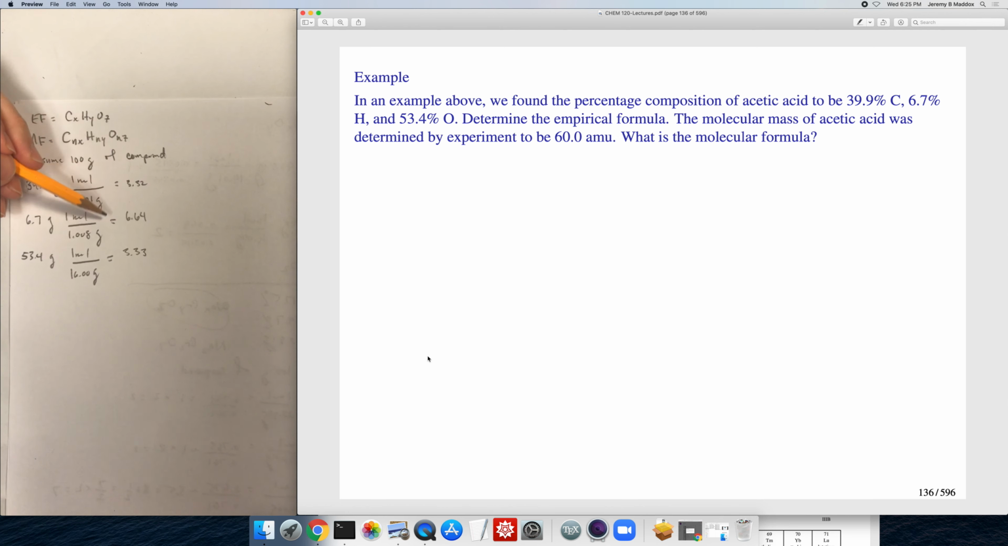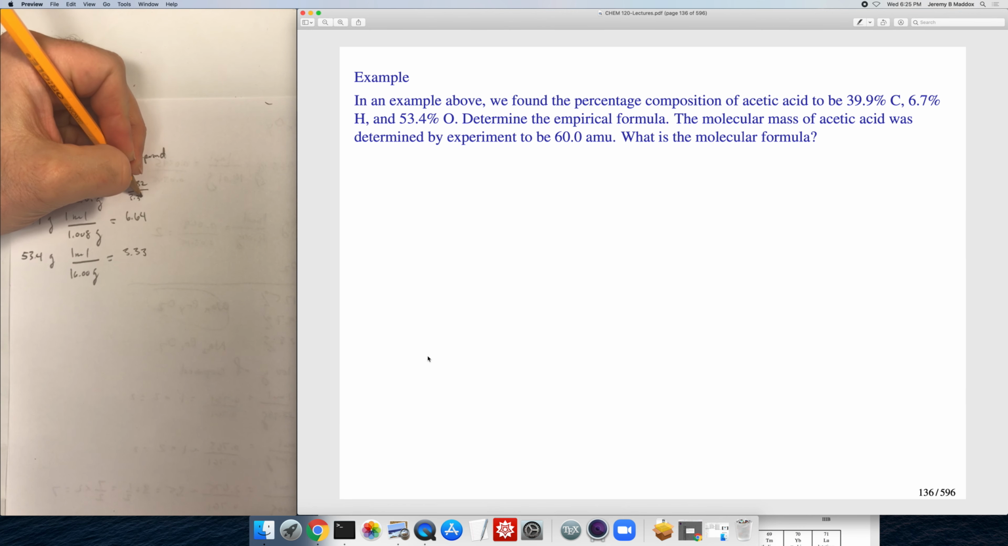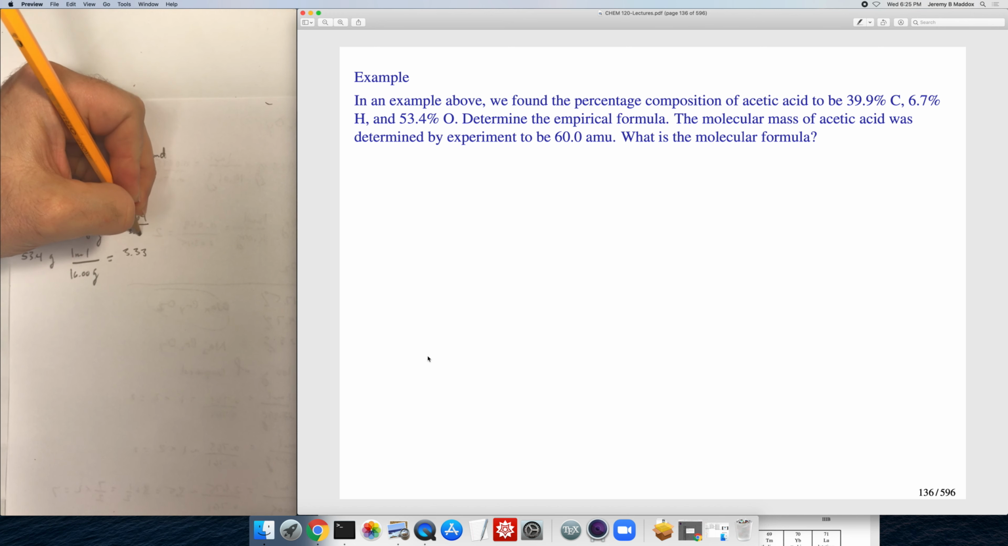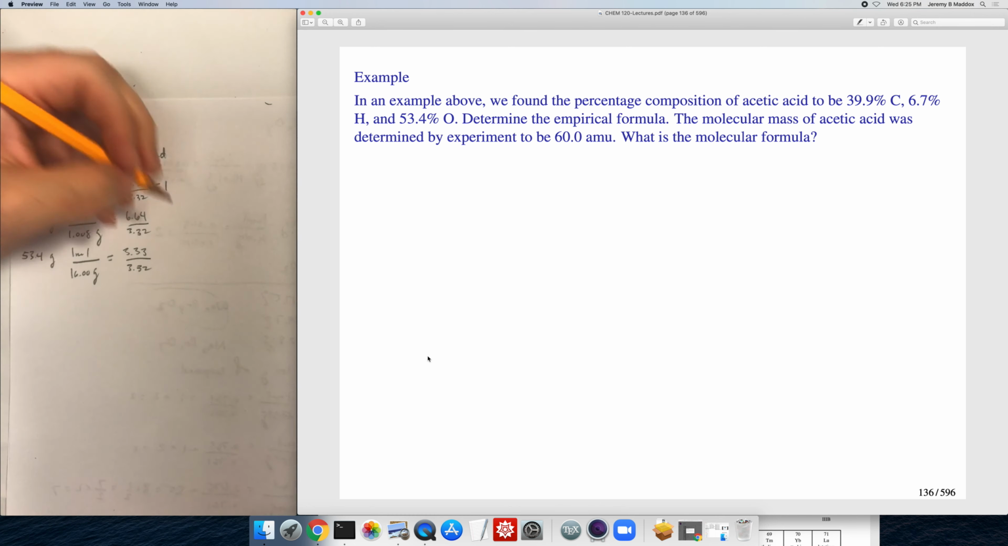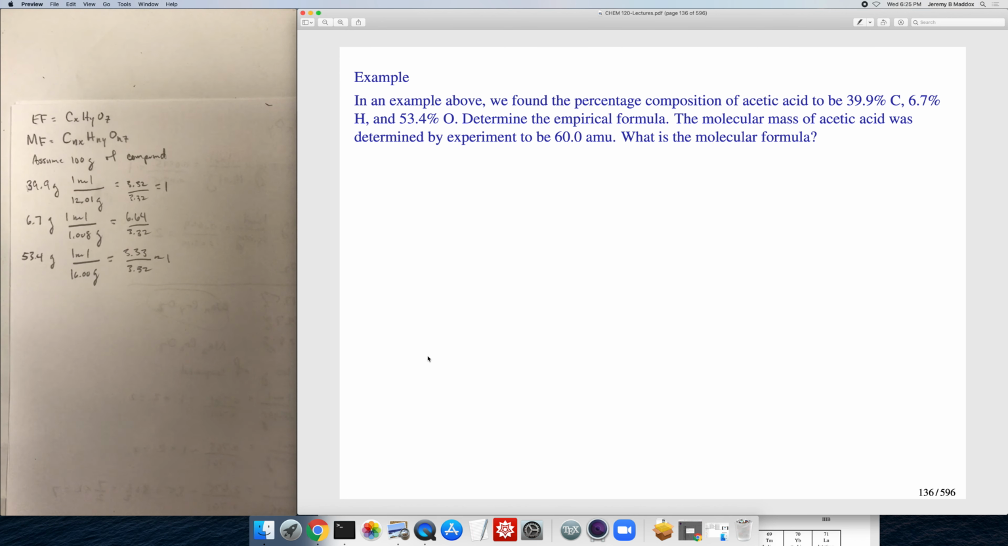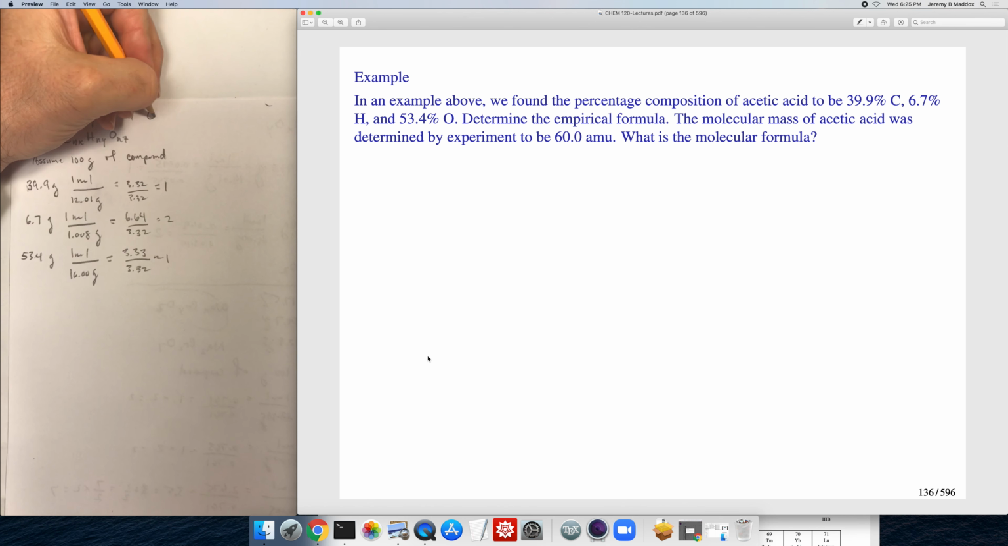We'll take a look at each of these numbers of moles and we'll divide by the number of moles that's the smallest. So we'll divide by 3.32, 3.32, 3.32. This is going to give us 1. This is approximately 1. This is going to be equal to 2. Okay, so we've just found that the empirical formula is CH2O.